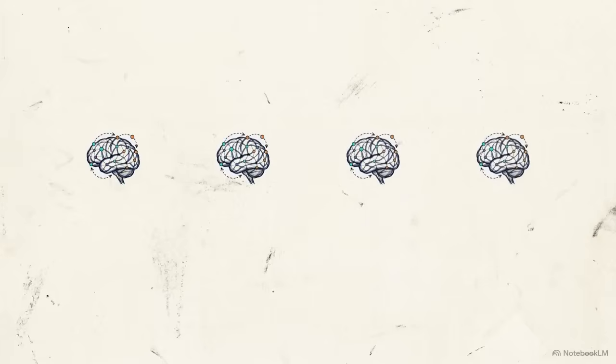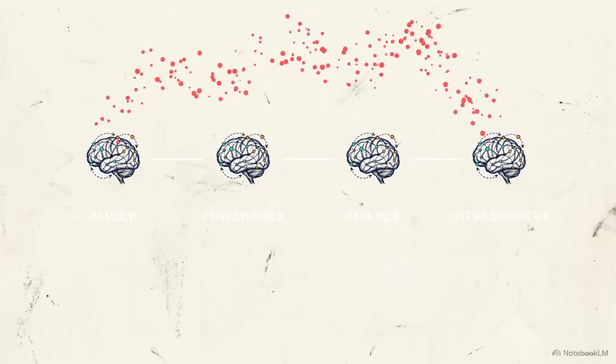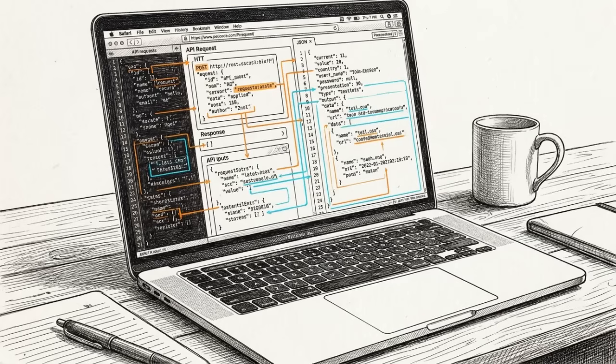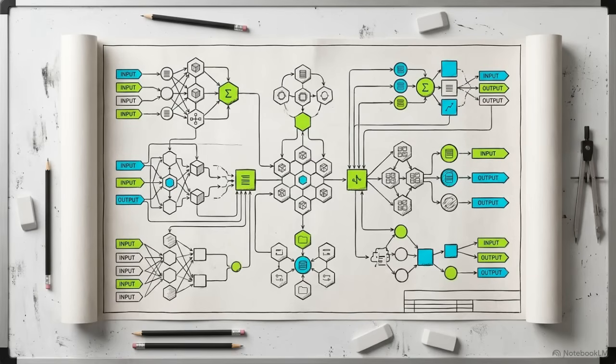This skill tree tracks 4 milestones: AI user, power user, builder, and entrepreneur. Most founders fail by bypassing these basics. They chase complex agents prematurely, creating fragile applications that collapse. Your first objective is achieving the AI power user milestone. This phase focuses entirely on mastering base model APIs and advanced prompting before you attempt to build a complex system.